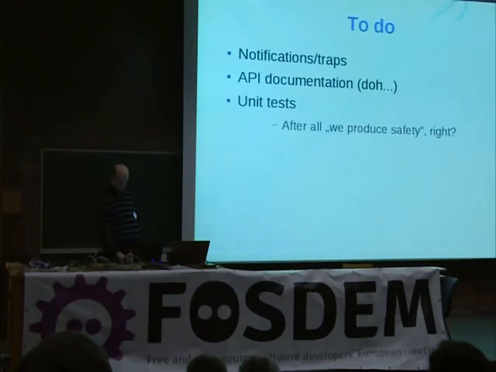Right. If I have time, I'll do a short demo in a second. Just so you know, there are some things missing, of course. Notifications and traps in particular. So, as of now, you can't write an agent which informs the master agent, for example, of a fan failure or anything like that. API documentation, who would have thought that? And maybe some unit tests. Because as I said, after all, we produce safety, right? So it would be, of course, nice to have the elementary software modules have safety as well.